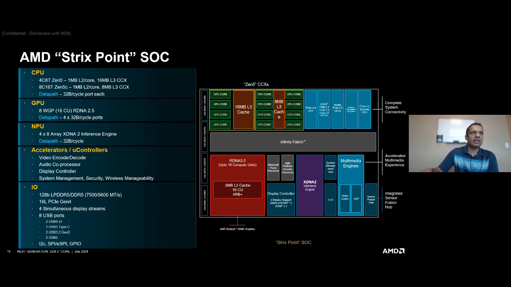which again we will revisit going forward. But for this instance, we cut those lanes down from the Hawk Point of 20 lanes of Gen 4 down to 16. Again, 4 simultaneous display streams and 8 USB ports: 2 USB4 V1s, 1 USB 3 Type-C, 2 USB 3.2 Gen 2 Type-A ports, and 3 additional USB 2 ports for all the connectivity we believe is needed for that SoC, and of course other GPIOs, I2Cs, SPI, eSPI that round out what is needed for a mobile SoC.